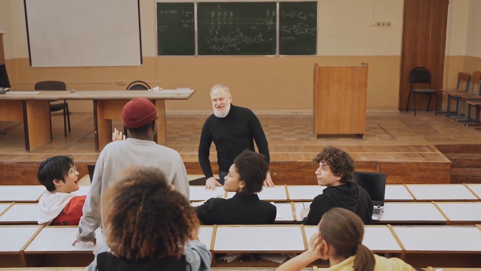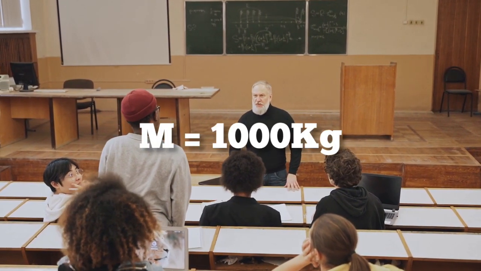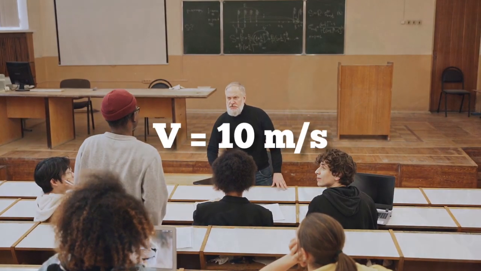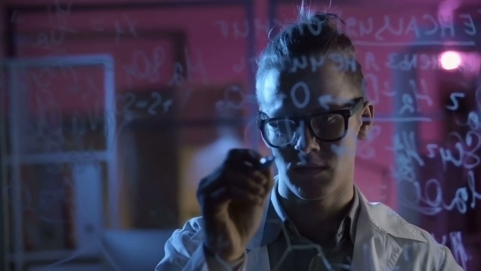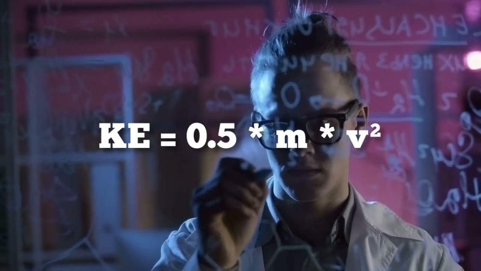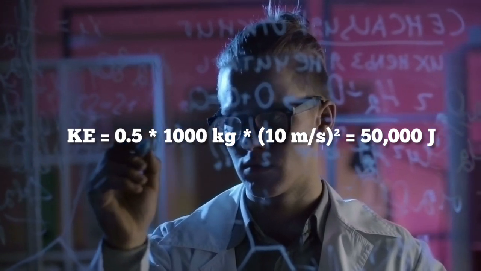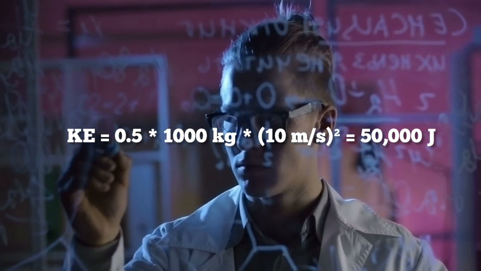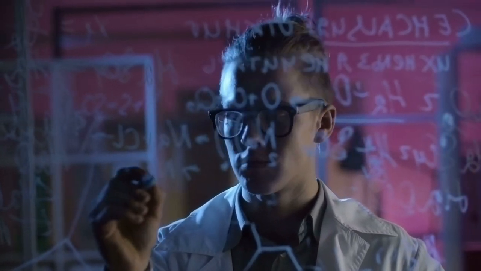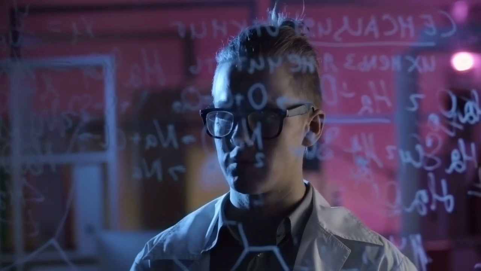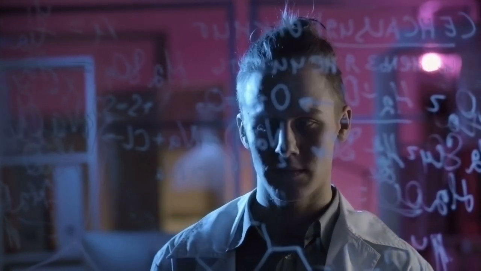Putting it all together, let's consider an example where the mass of the moving air is 1000 kilograms and the velocity is 10 meters per second. We can calculate the wind's kinetic energy using the equation KE = 0.5mv², which gives us KE = 0.5 × 1000 kilograms × (10 meters per second)² = 50,000 J.